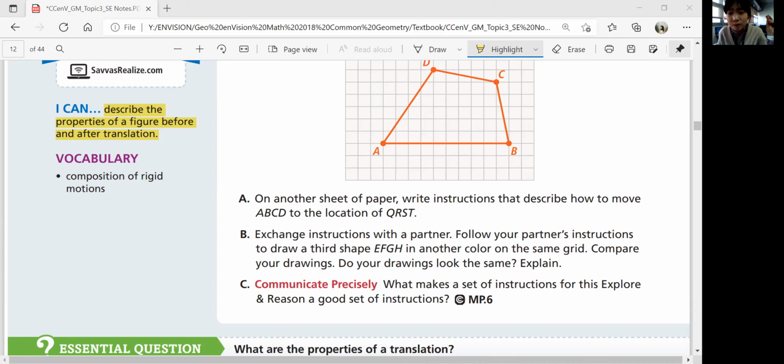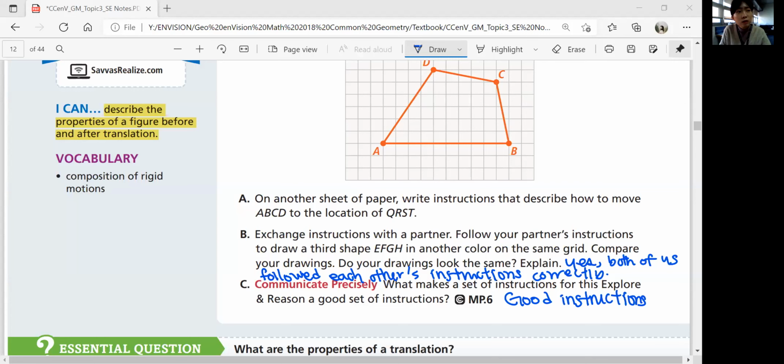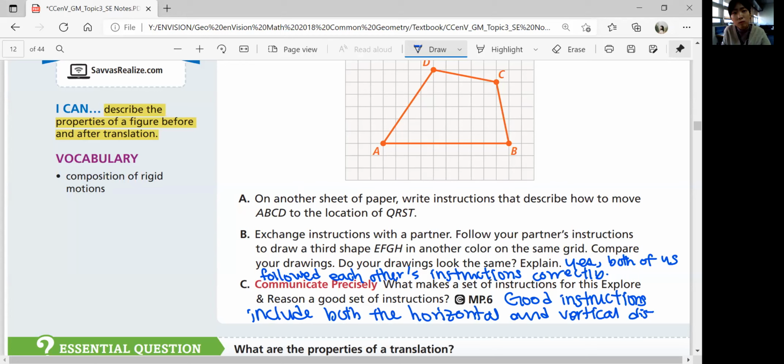Let's write that down. Good instructions include both the horizontal and vertical distances to move the quadrilateral.